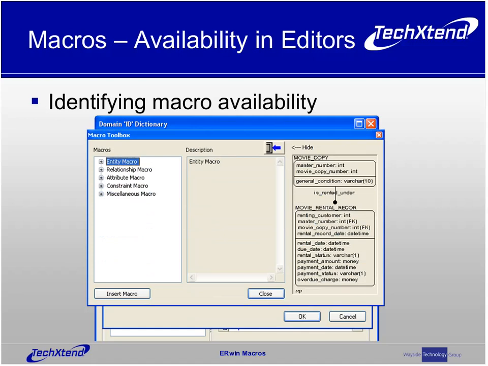Attribute macros are available at the attribute level within attribute objects, entity macros for entity objects, relationship macros for relationships, and then we have the miscellaneous ones, which contain a lot of the logic.